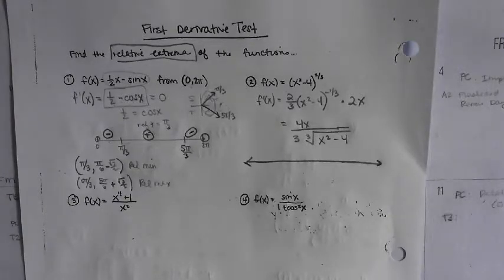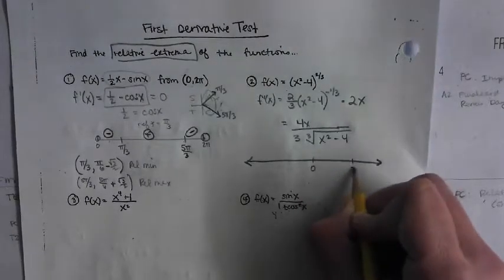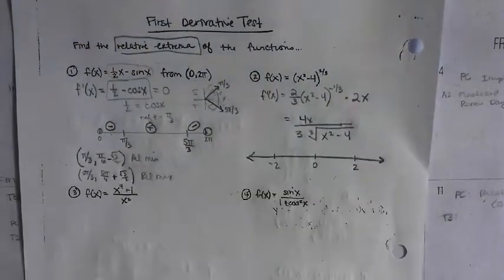Where are our critical points? Kyle. 0. Yep, where else? 2. Yep. -2. Yep. Now, the graph is defined for all of those.